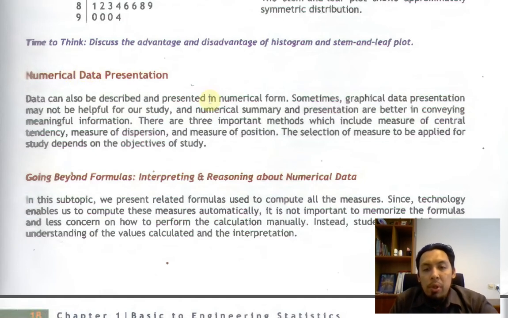There are three important methods, as I've said before. The selection among the three measures depends on the objective of your study, but usually we are going to use all of them, because all of them show a different dimension of your data.